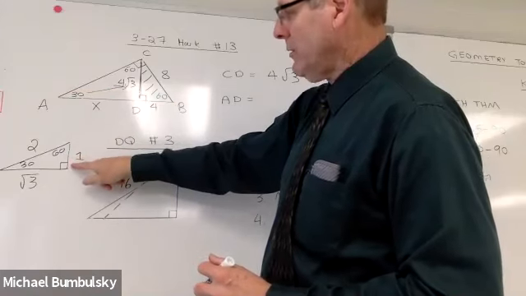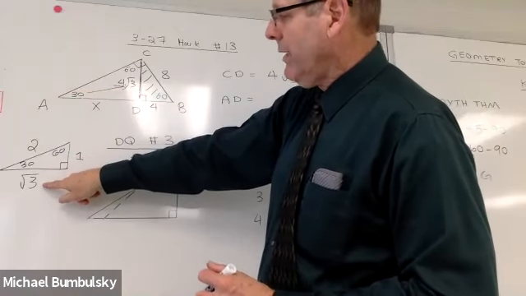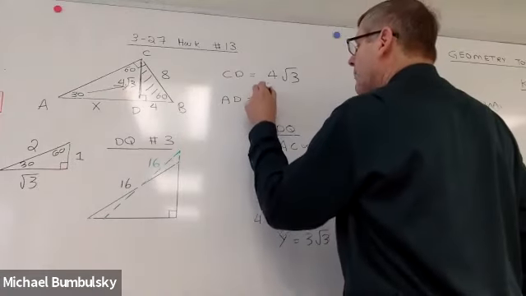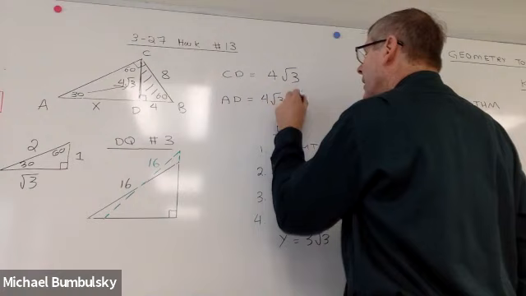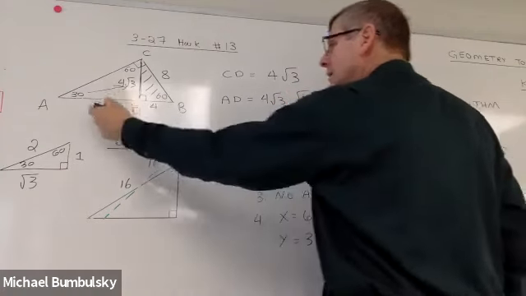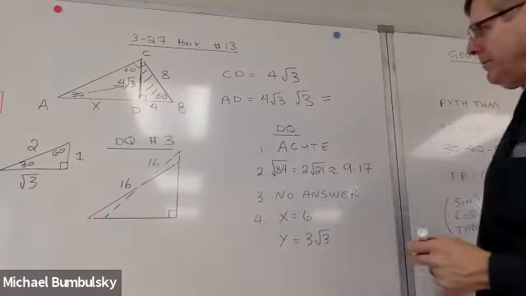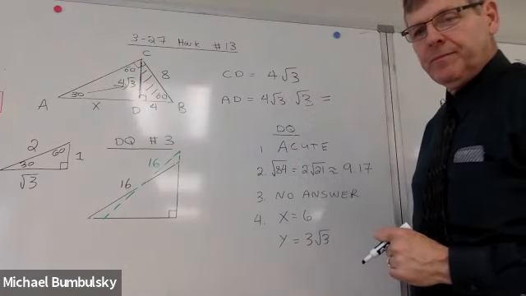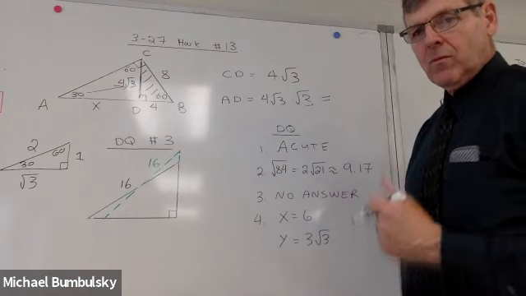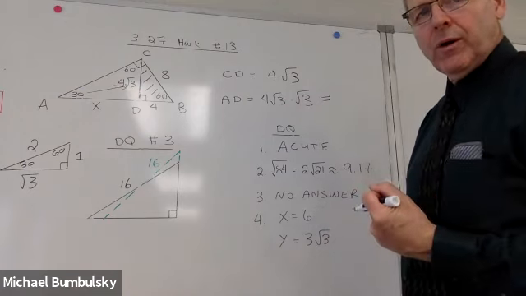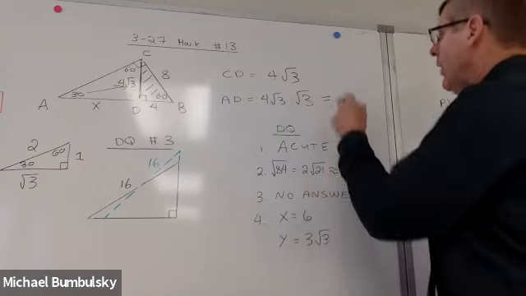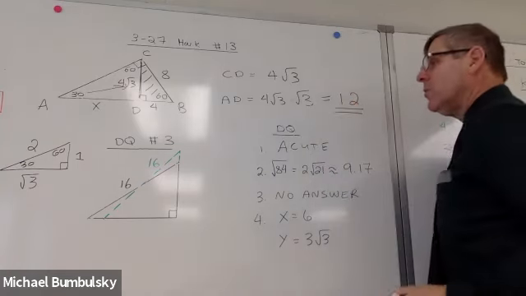Well, if I know the short side, what do I do to get the long leg? I multiply by the square root of 3. So all I have to do is take 4 times the square root of 3 and multiply it by the square root of 3 to get AD. Good review of radicals. What is the square root of 3 times the square root of 3? 3. Square root of 3 times the square root of 3 is 3, times 4 is 12. So the answer to that question was 12.